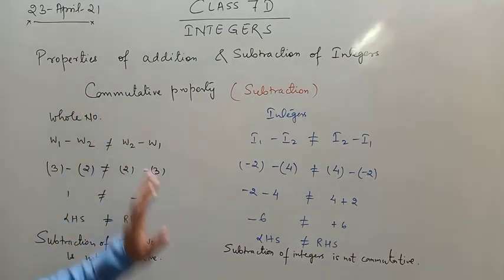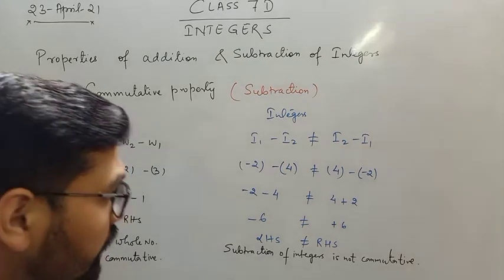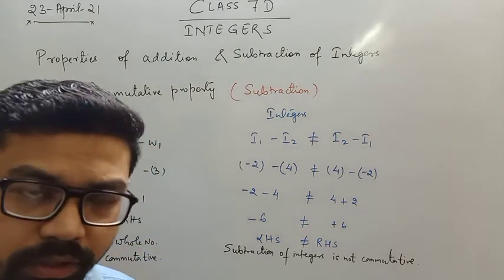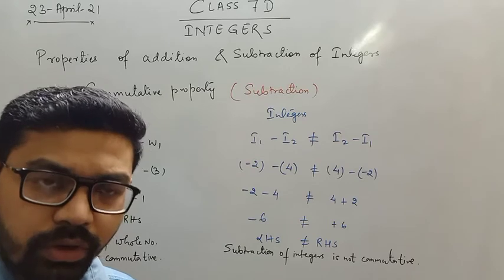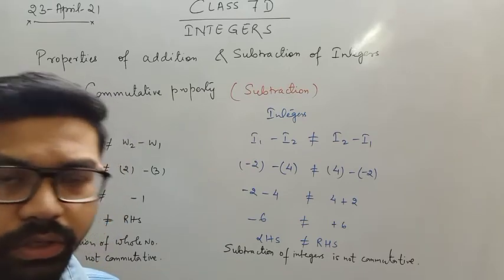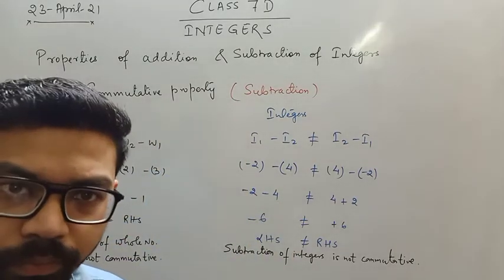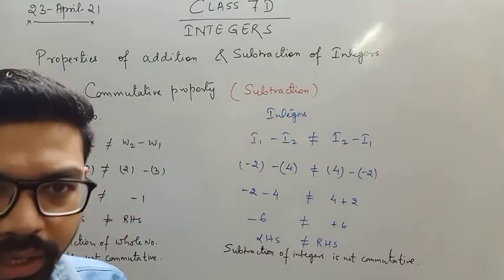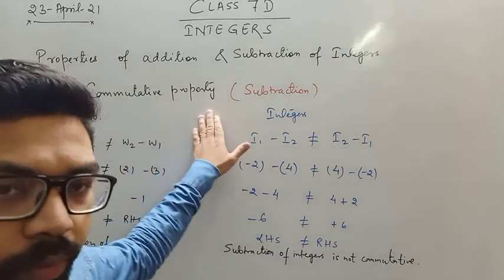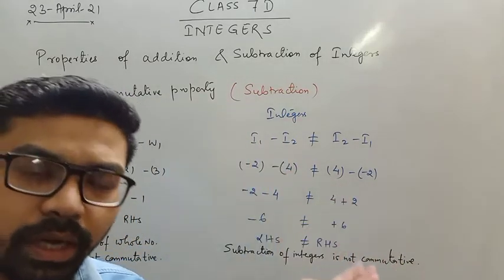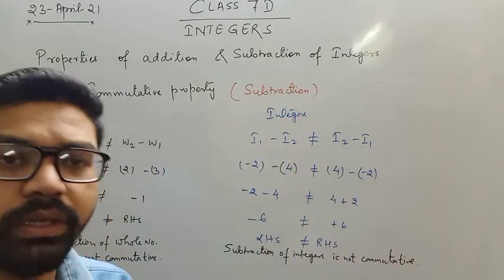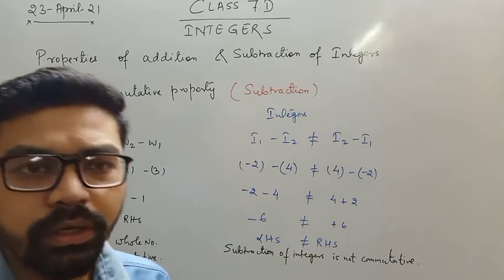So what commutative property says is that if there is a difference in the result after interchanging the positions, or in simple words, if LHS is not equals to RHS, then commutative property is not followed. But if LHS equals to RHS, that means commutative property is followed, whether it is in addition, whether it is in subtraction, whether it is in multiplication, whether it is in division.